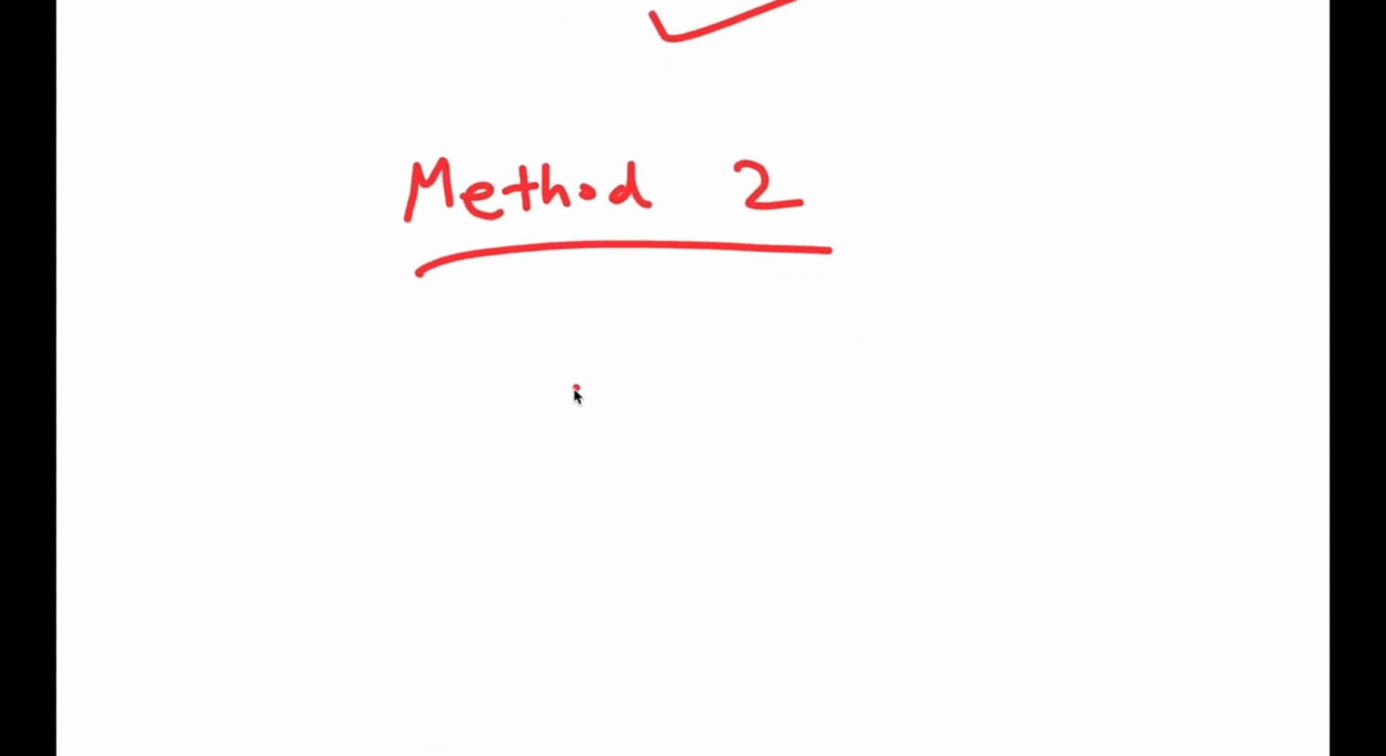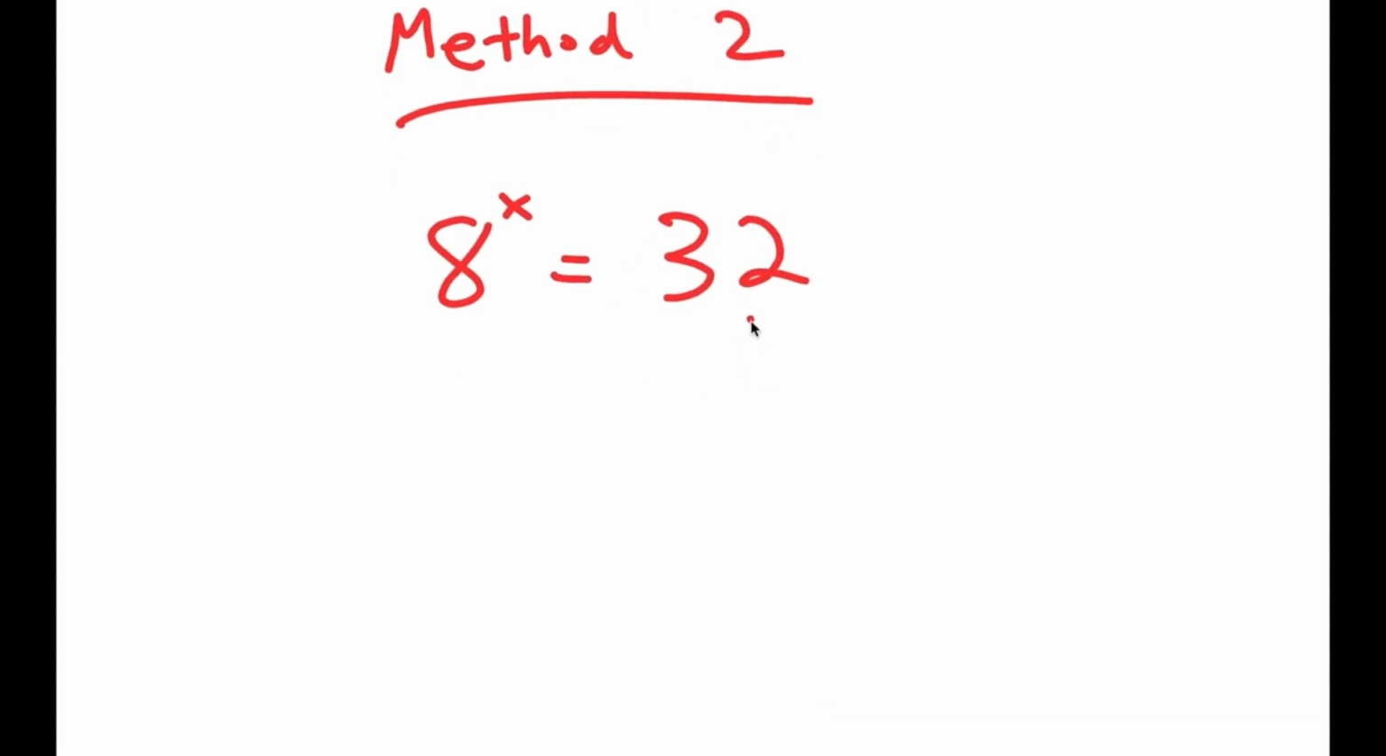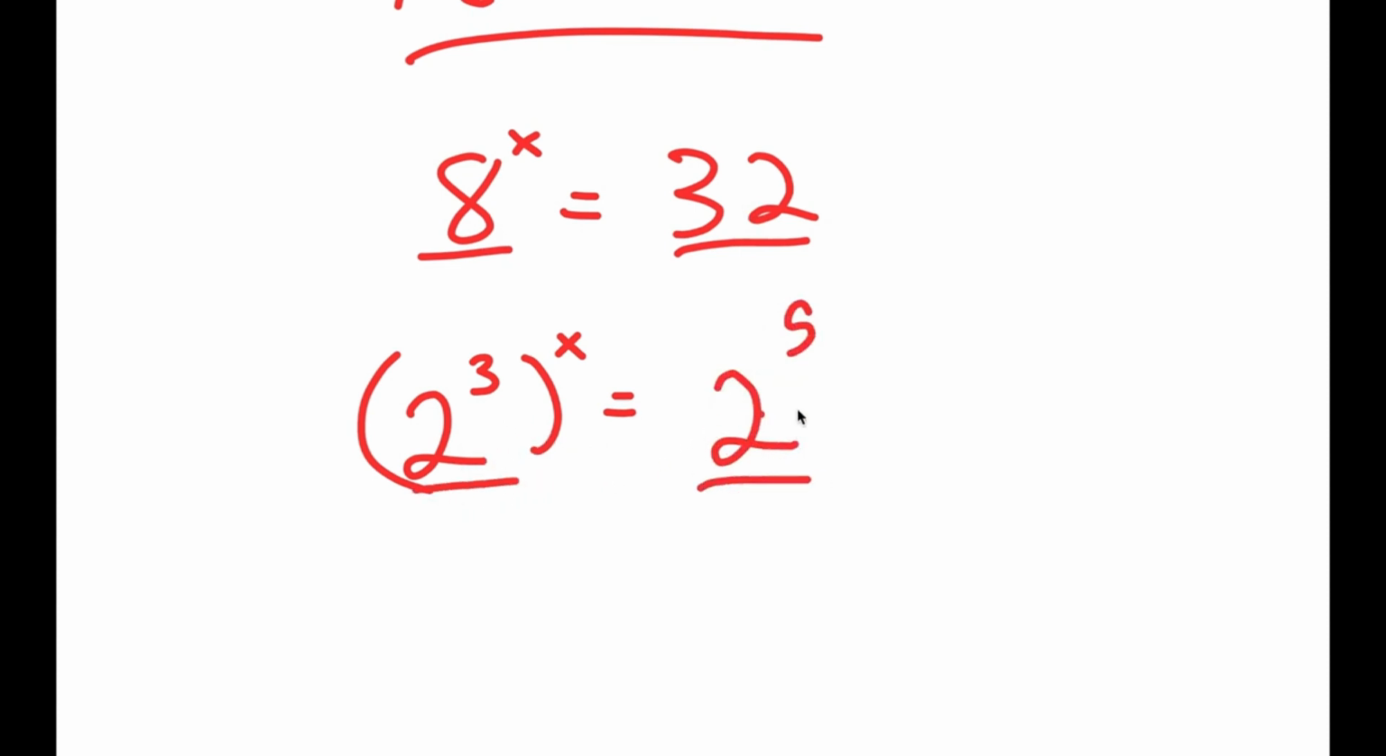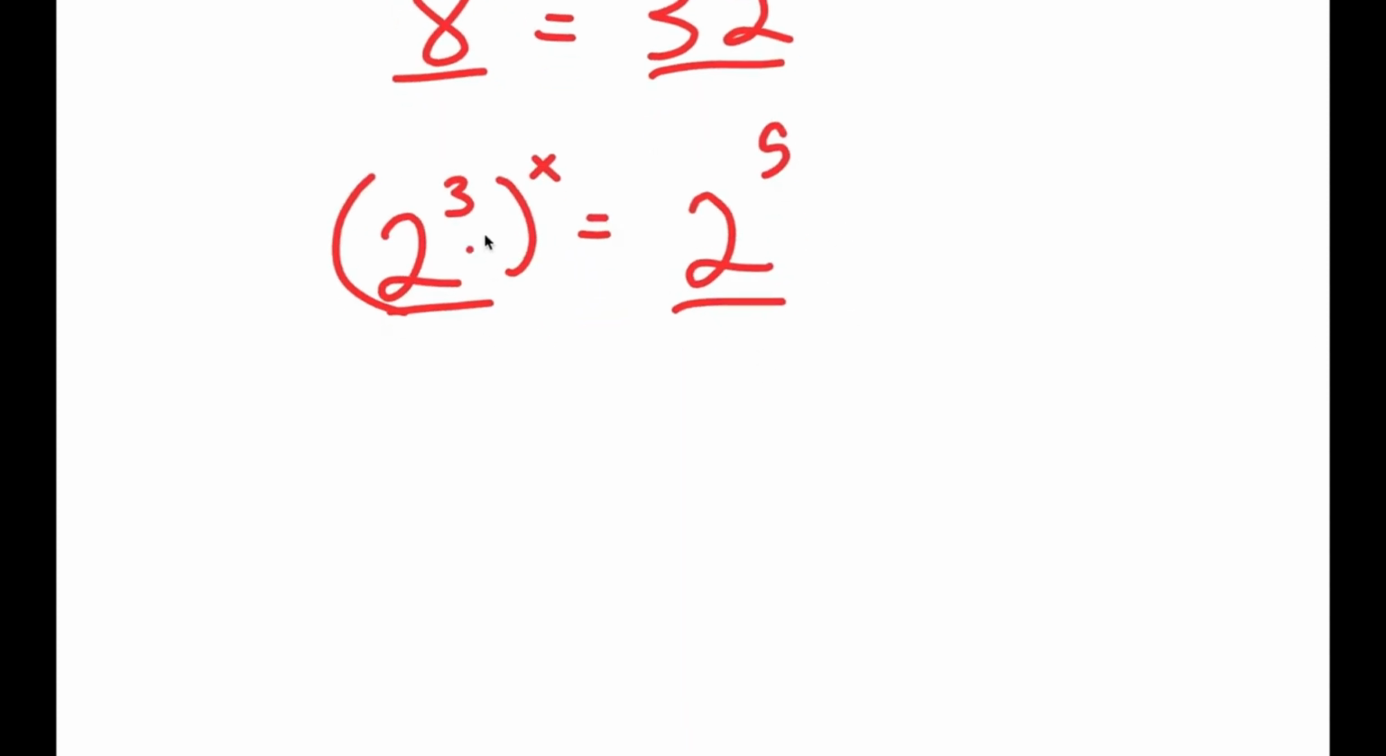Now, I also have a second method of solving this problem. For the second method, we have the same equation, 8 to the power of x is equal to 32, and this is a simpler method. For this method, I'm actually just going to start by rewriting these two numbers. So 8, I'm going to rewrite as 2 to the power of 3. And 32, I'm going to rewrite as 2 to the power of 5. So I'm rewriting both of these as the same bases, which now makes them much easier to solve.